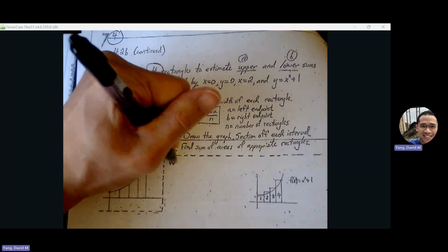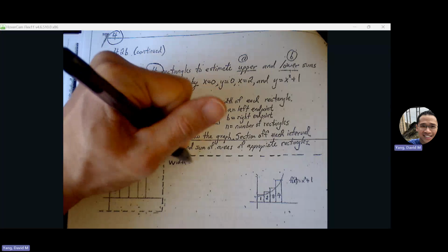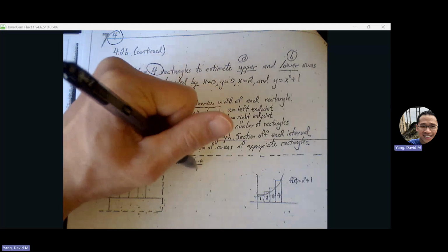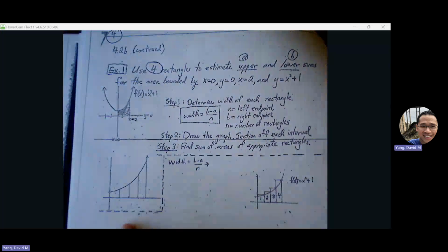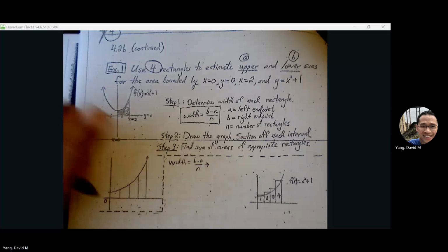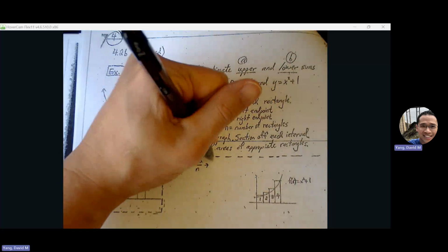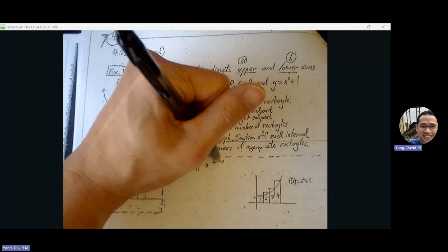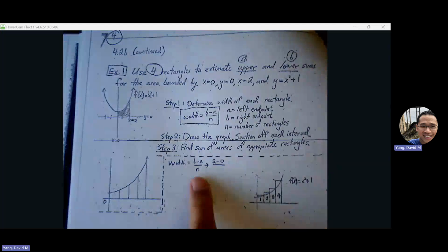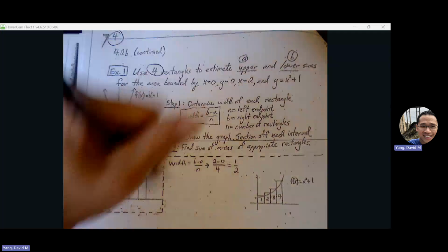So my width formula is b minus a over n. My a value is 0. My b value is 2. So it's 2 minus 0 over n. I want 4 subintervals. So 2 minus 0 over 4 is equal to 1/2.